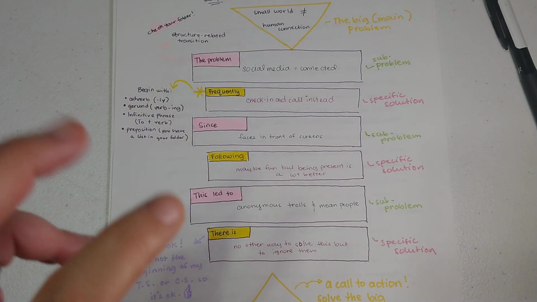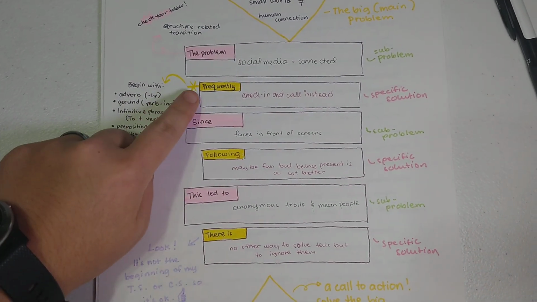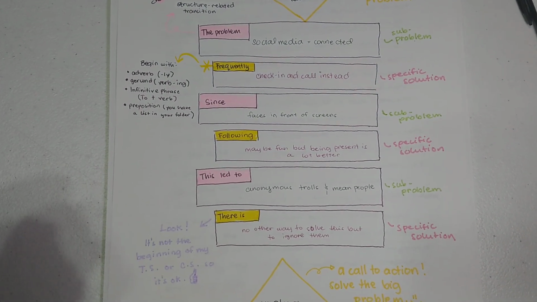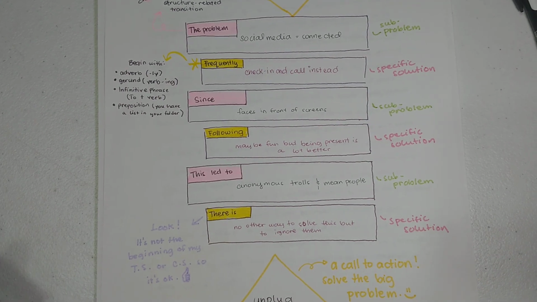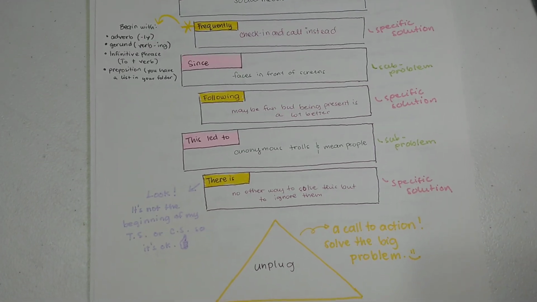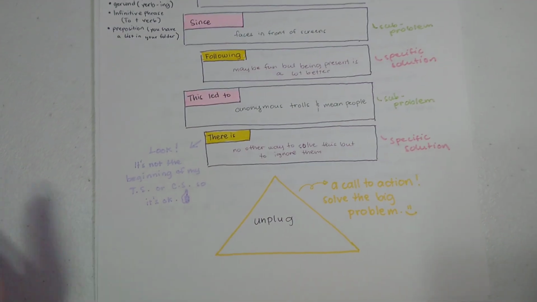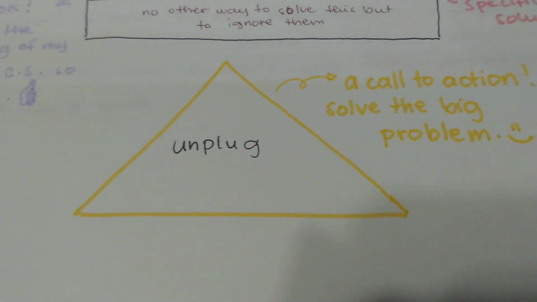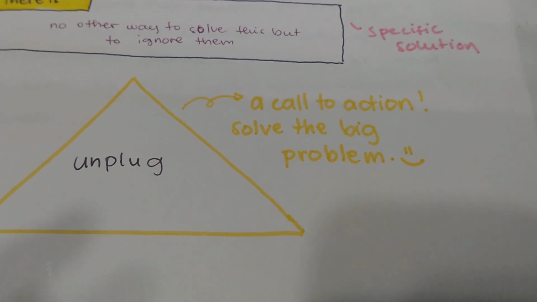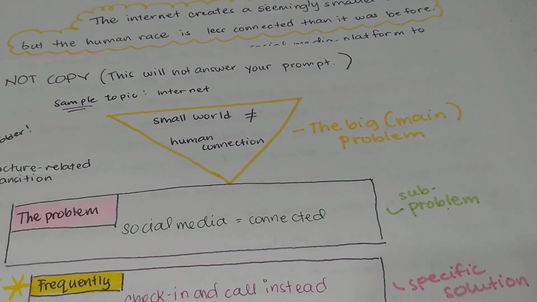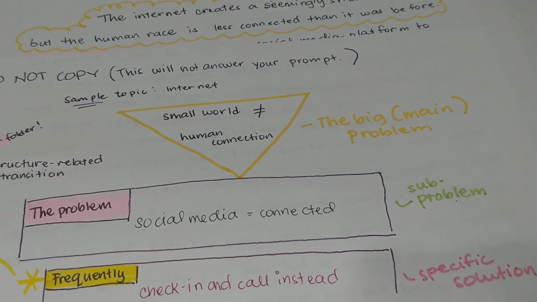Okay, talking about the sub problem, and then this will come a little later, but try to think of how you want to begin your specific solution to that problem, and those are what's gonna go in the little boxes. And then you have your very last one, which is the concluding sentence. Please try to make sure that it is a call to action, or like, how are we going to solve this big problem? So remember, my big problem was the small world is not equal to human connection.